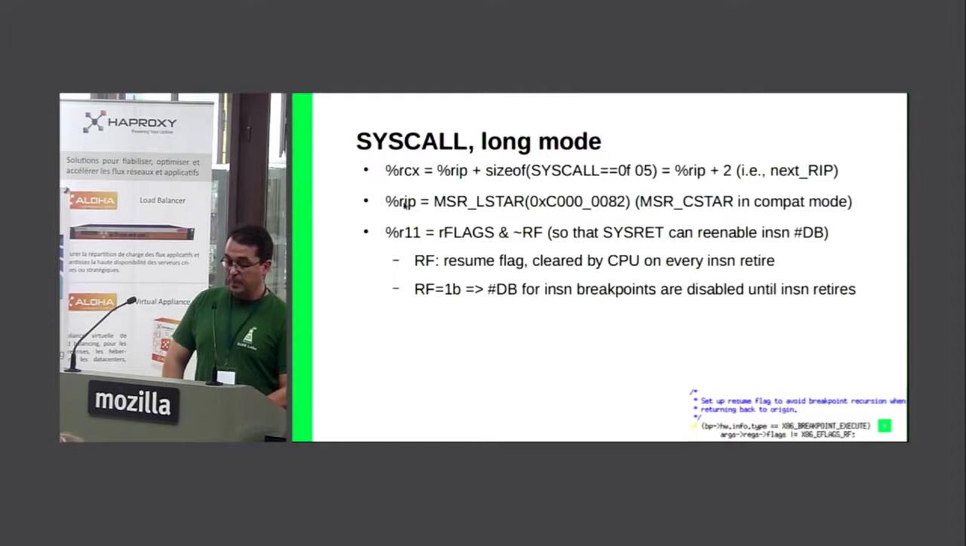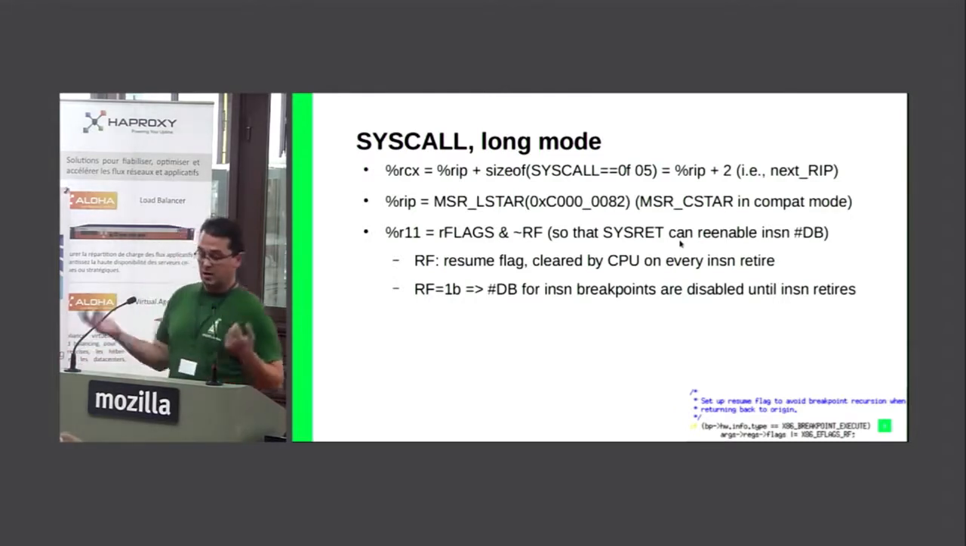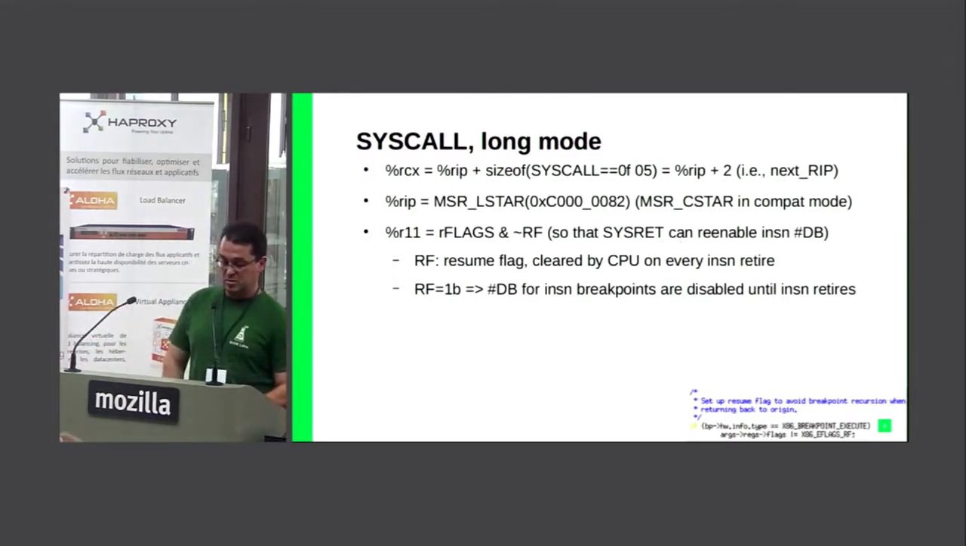Then RIP gets the address of the syscall entry point. That's from LSTAR or CSTAR, depending on whether you're in compat mode or long mode. And then R11 gets RFLAGS, like the user space flags, with the resume flag cleared, so that when you go sysret, you can get debug exceptions.